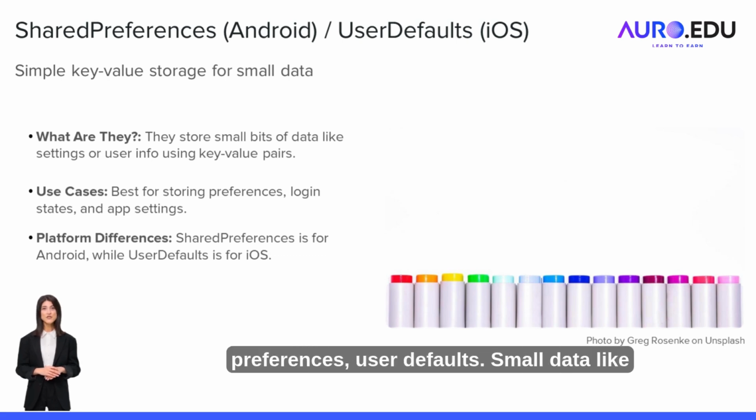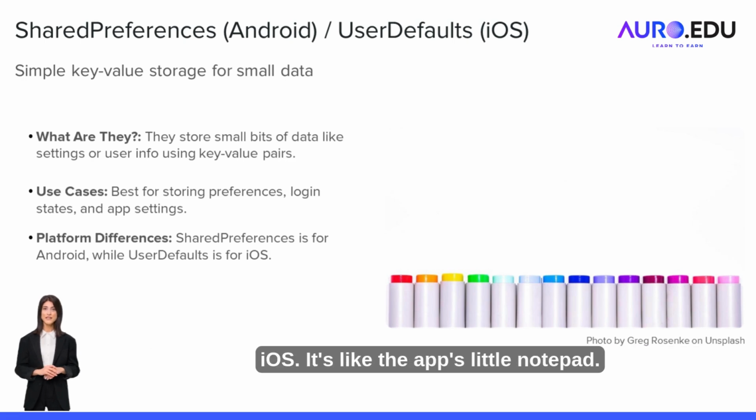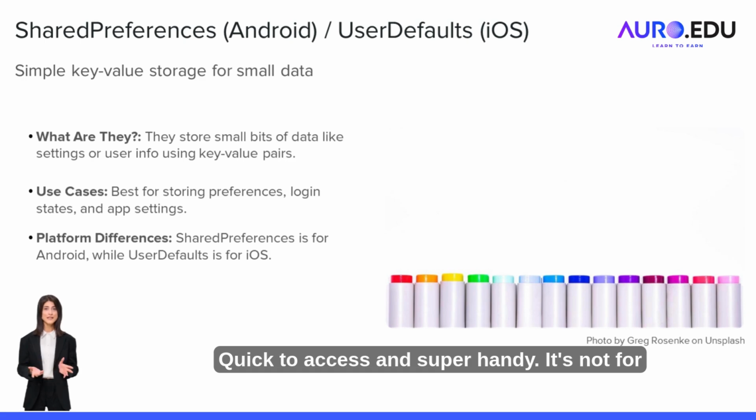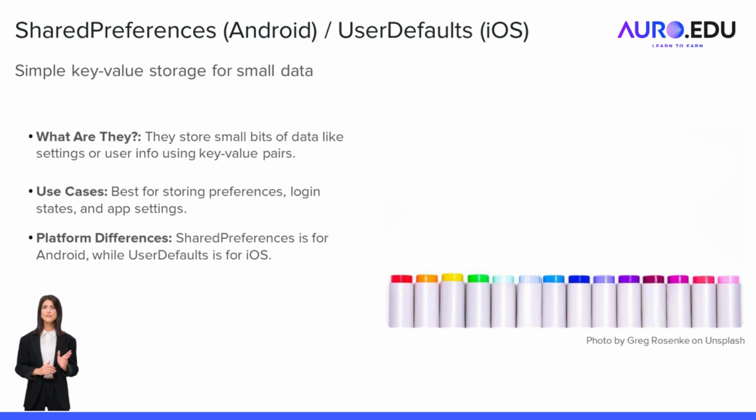Shared preferences, user defaults. Small data like settings, dark mode, or your username. That's saved with shared preferences in Android or user defaults in iOS. It's like the app's little notepad. Quick to access and super handy. It's not for huge data, but it's fast and perfect for simple stuff.